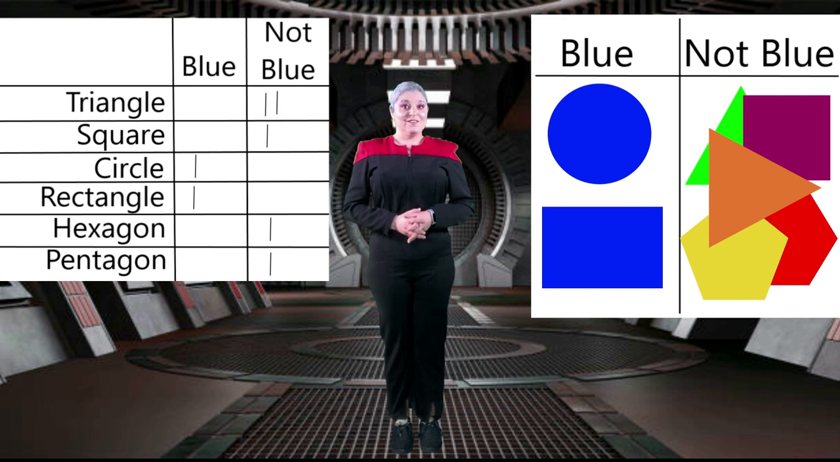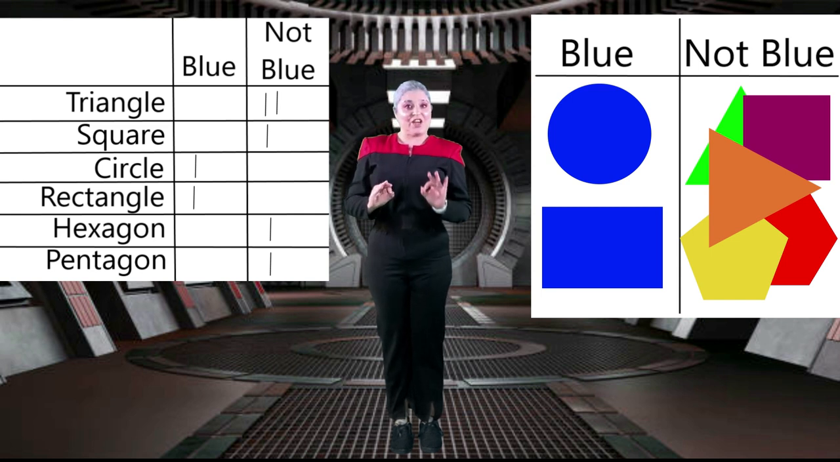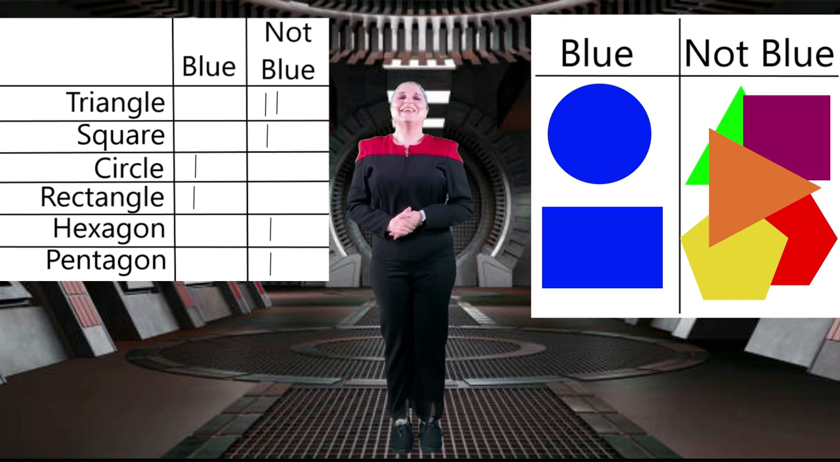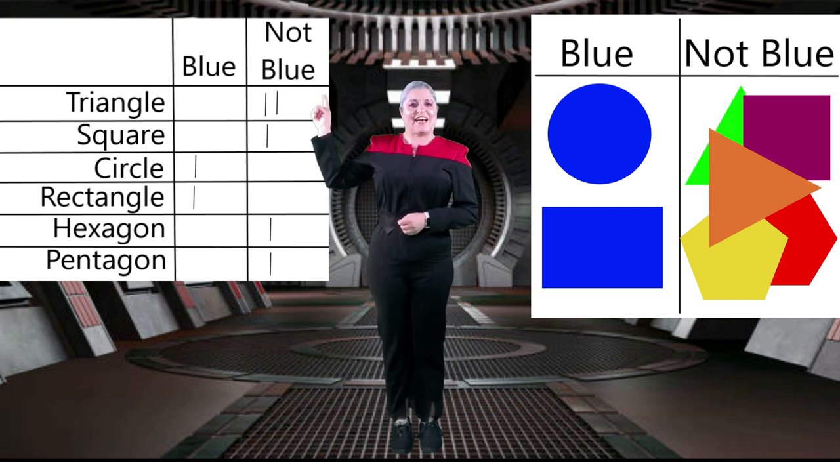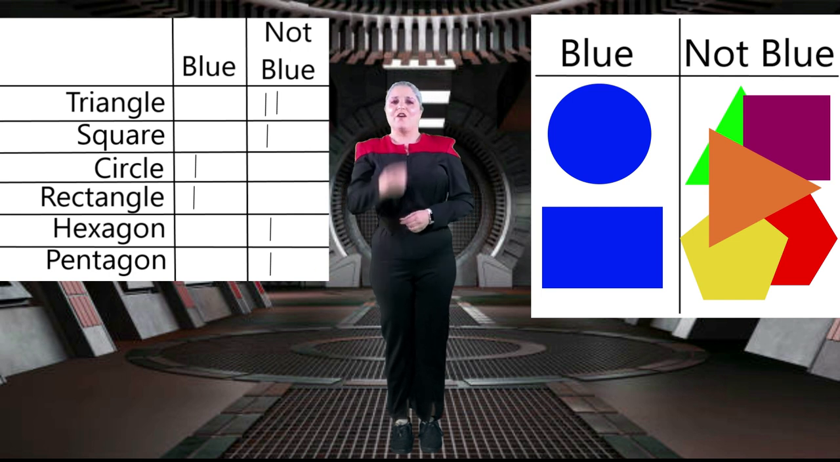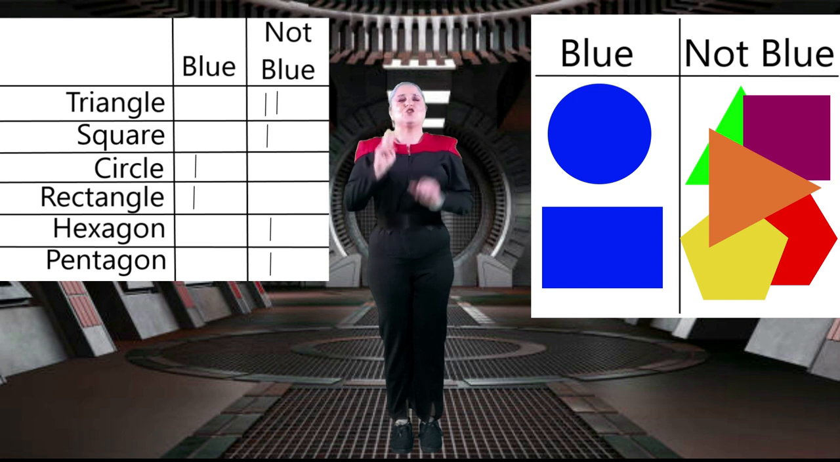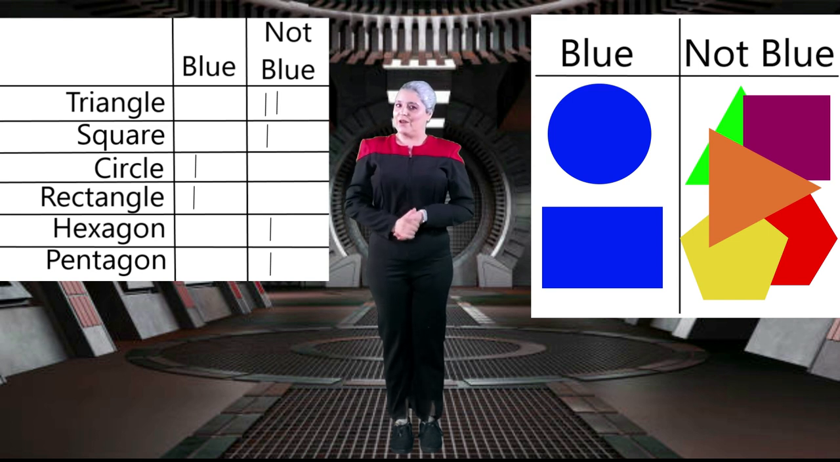Have you finished? Good. So, based on this information, how many blue shapes did we sort? Yes, that was quite easy. There are only two marks on the tally chart. Therefore, there are two not blue shapes. There are two blue shapes. I beg your pardon.